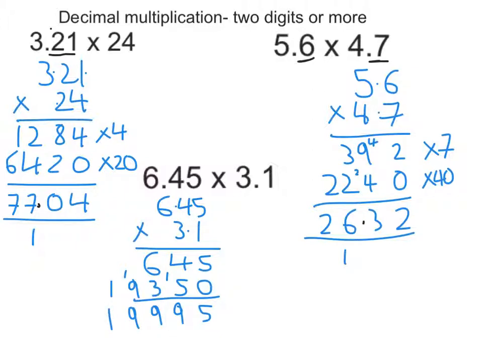9 and 1. Now count how many digits behind the decimal point in our question. So we've got 1, 2, 3 behind in our question. So we need 3 in our answer. So the decimal point goes there. So it's 19.995.